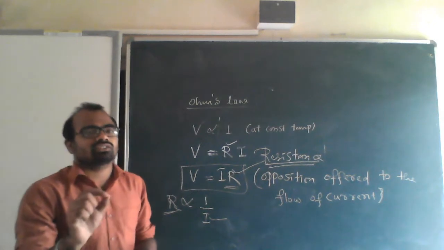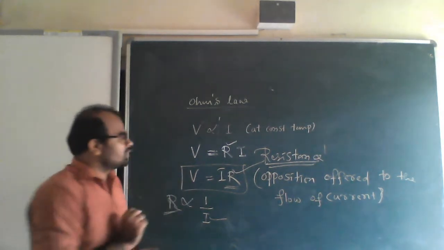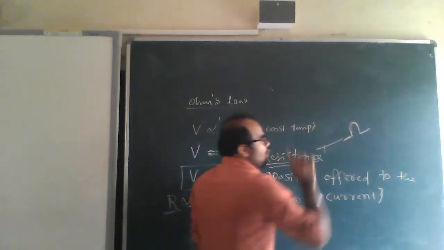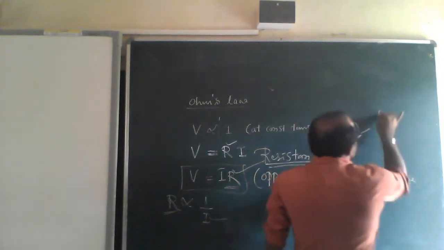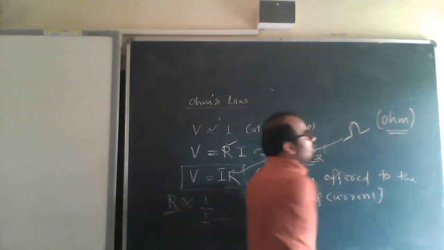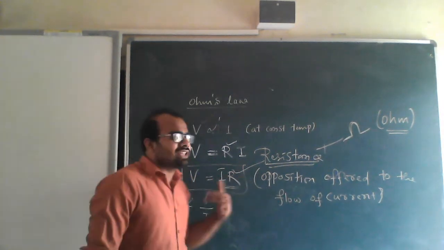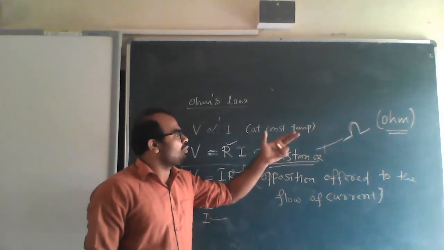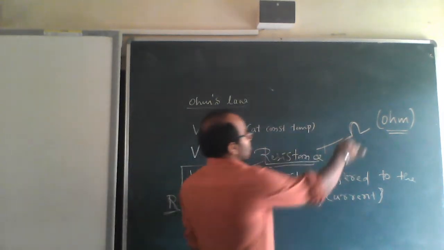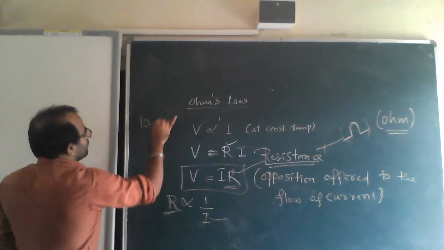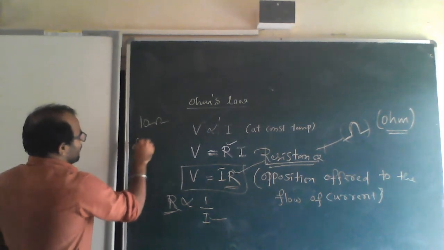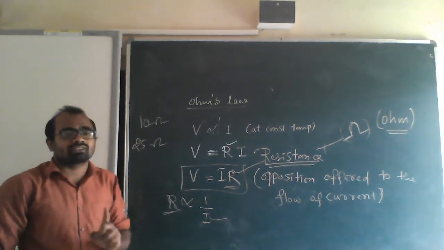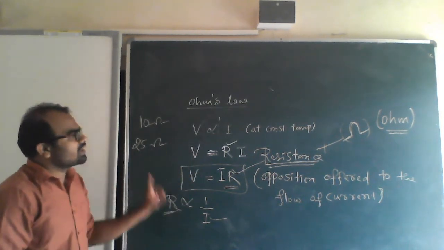So what is resistance? Resistance is opposition offered to the flow of current. The SI unit of resistance is called Ohm. This is the symbol. You have to say it as Ohm. Why is it Ohm? Ohm is the first scientist who gave more knowledge and discovery on resistance. So for that purpose we use Ohm as the SI unit of resistance. You have to write the symbol like this. Suppose a resistance of 10 ohm, you have to write 10 ohm like this. Suppose a resistance of 25 ohm has to be written like this. This is the symbol and it should be pronounced as Ohm. So this is regarding resistance.